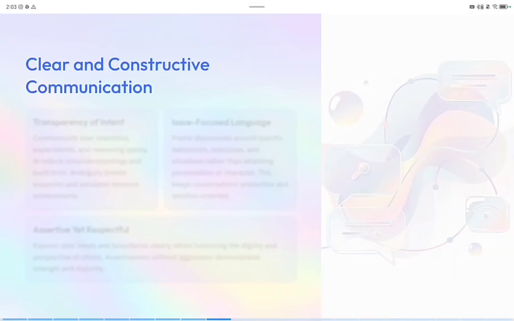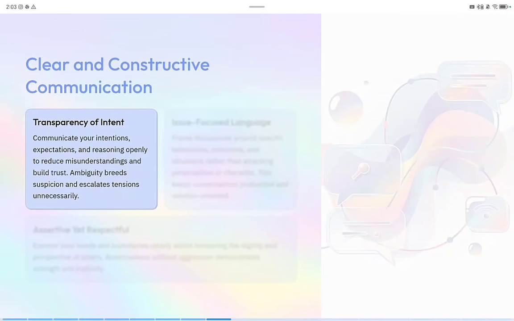Clear and constructive communication. Now, how do we ensure that there is extremely clear and constructive communication? This is an important skill as well for a leader to solve any type of conflict. The first key thing is to display transparency of your intent. Communicate your intentions, expectations, and reasoning openly to reduce misunderstandings and to build trust. Ambiguity breeds suspicion and escalates tensions extremely unnecessarily. Now, what does this mean?